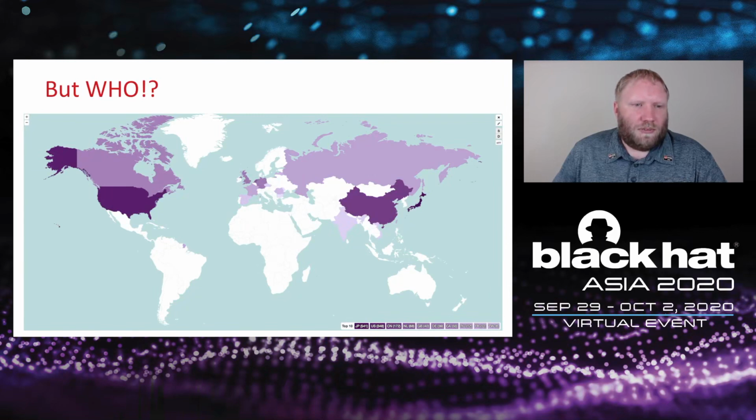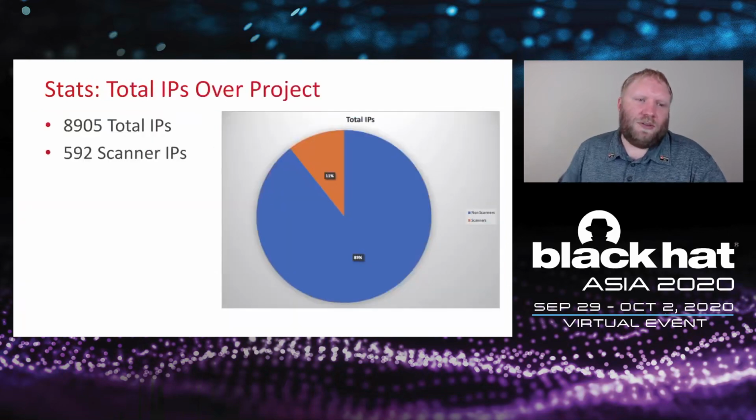So let's look at a little bit of stats here, and we see that the total number of unique IPs was around 8,900 IPs. Of those, we found almost 600 IPs that we could easily determine were from scanners.